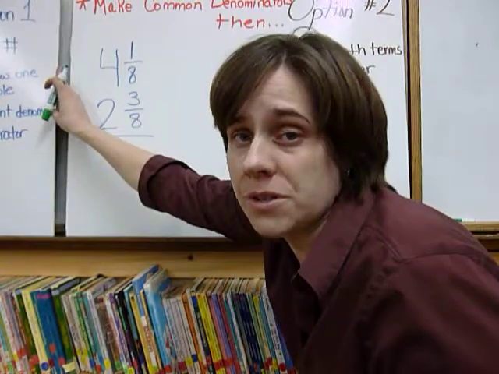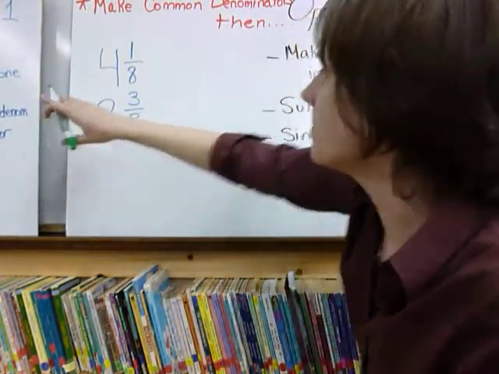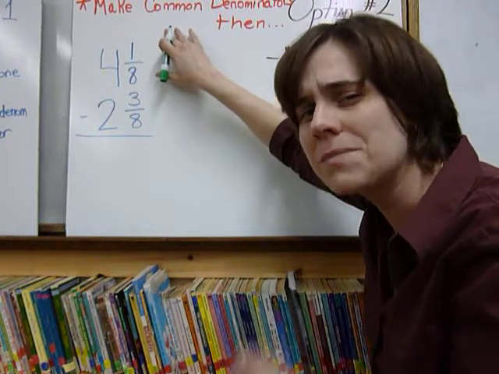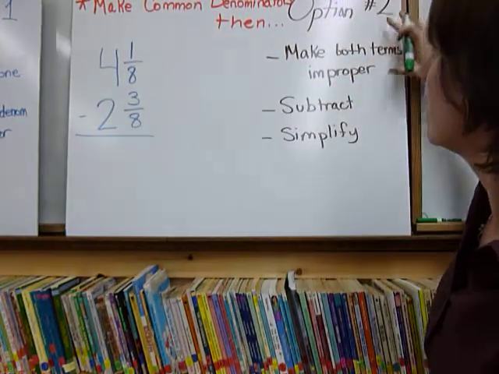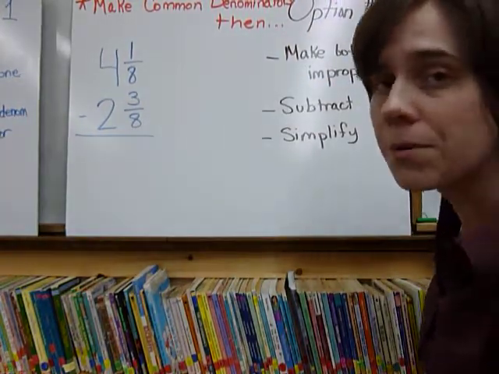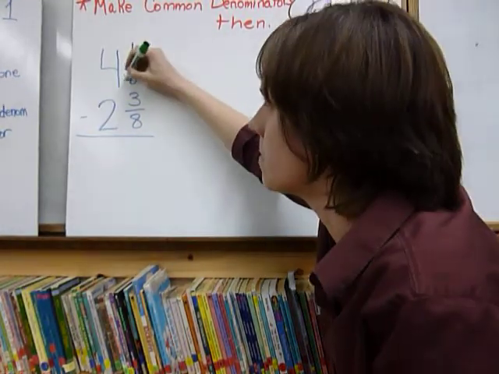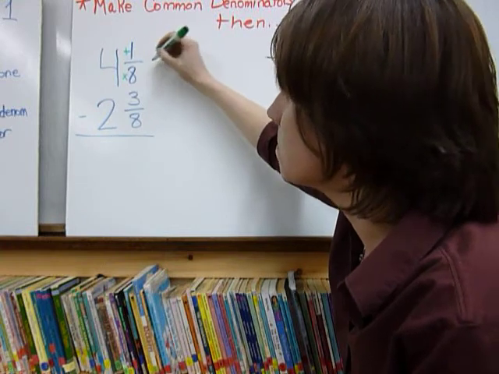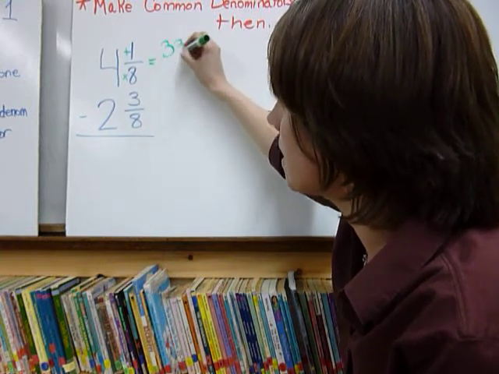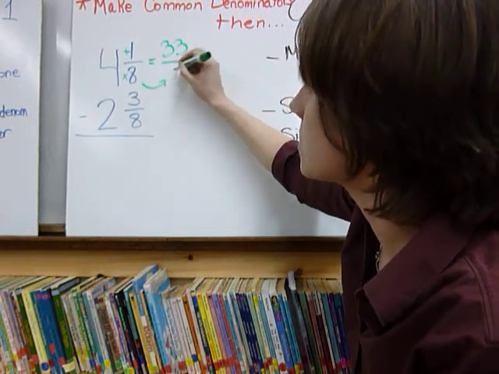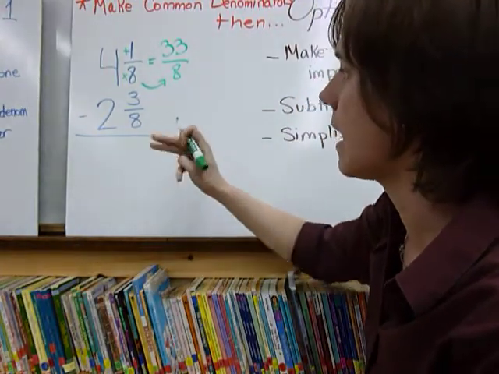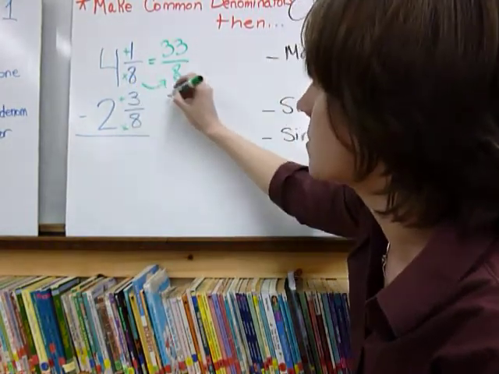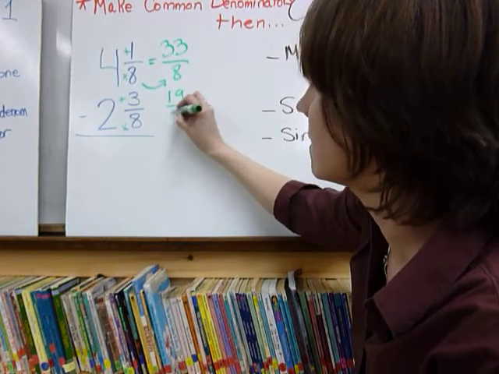Your second option for subtracting while borrowing, again, your common denominator is a must. It needs to be taken care of first. Option 2, you can make both terms improper. Remember our karate? 8 times 4 is 32, plus 1 more gives us 33. My denominator swings right over, giving me 8. 8 times 2 is 16, plus 3 more gives me 19.